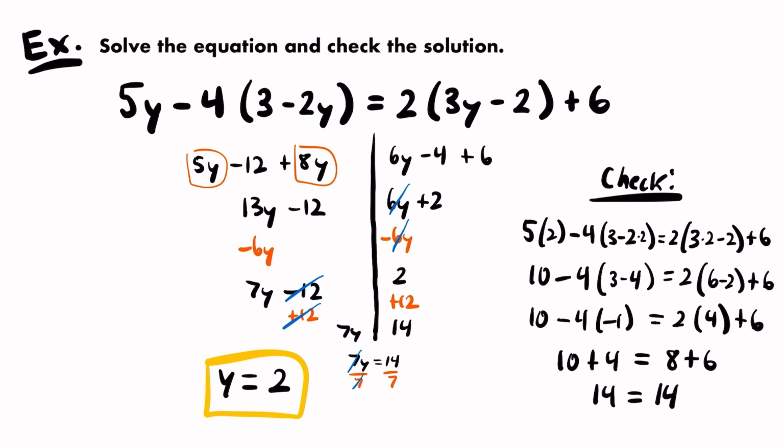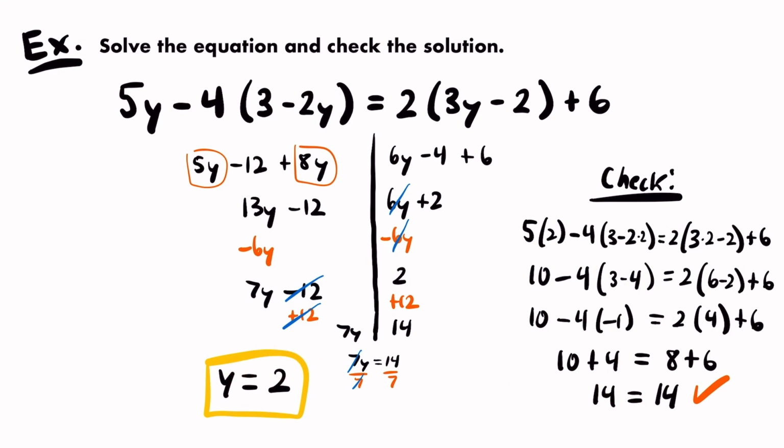So both sides of the equation are the same value. 14 equals 14 is a true statement, which means that y equals 2 is in fact the solution to this equation. We did our work correctly. Okay, so this check work does take a little bit longer than it used to because our equations are more complicated than they once were, but regardless, we could still check our solution and found that it was correct.